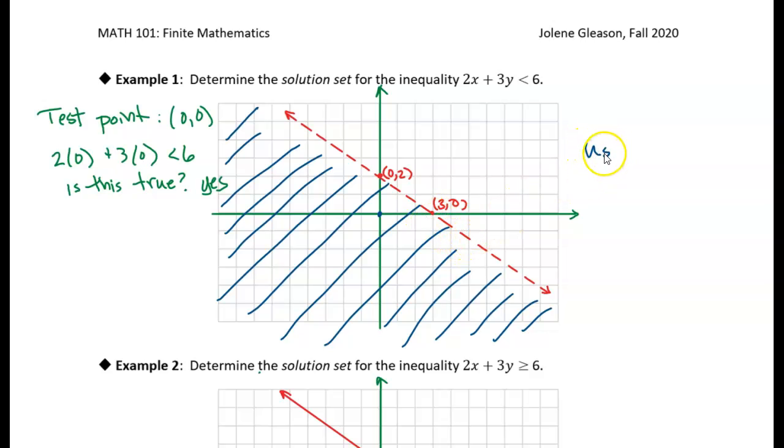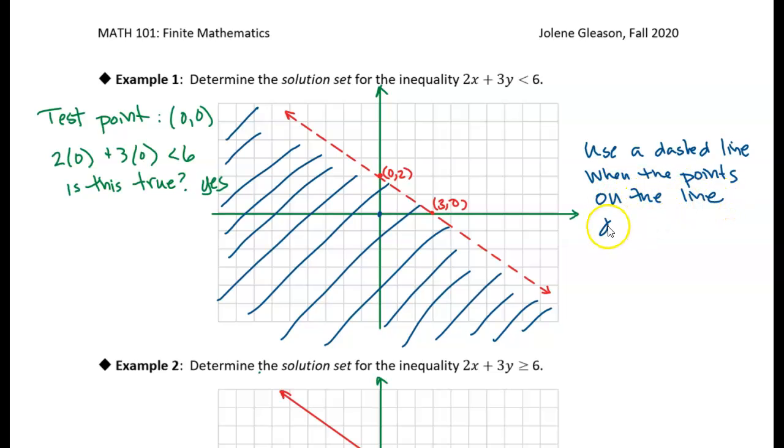So the rule is to use a dashed line when the points on the line do not satisfy the inequality, right? So that the points on the line do not satisfy the inequality.